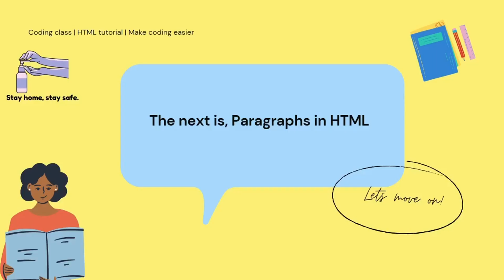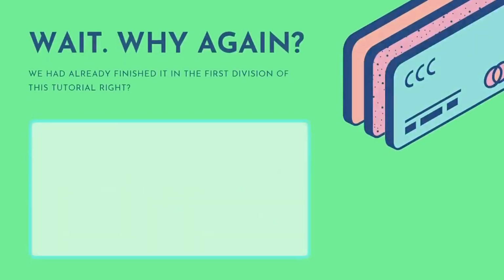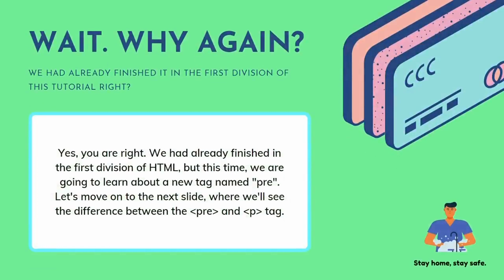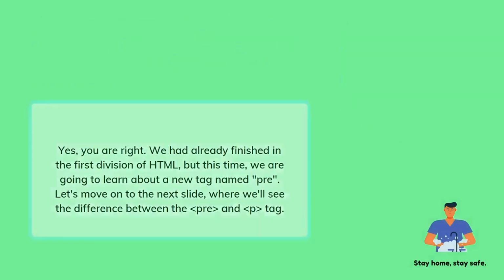So the next is paragraphs in HTML. Wait, we had already finished paragraph in the first division. Why are we doing it again? Okay, I agree with you. We had finished it in the first division. But now we are going to learn something new, a new tag named pre. Pre stands for preserve. Next slide, we are going to see the difference between the pre and p tag.